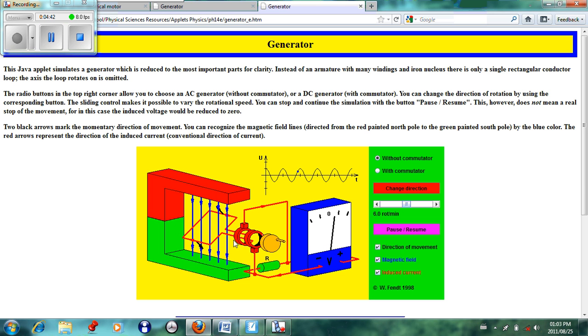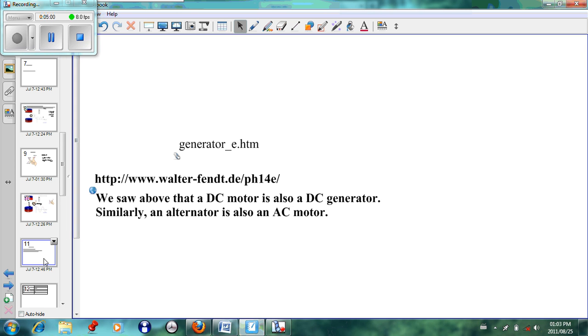If you look at this diagram, we see that we have slip rings, and we are causing the motion. Here is a handle which you are turning, and as you are causing the motion of the wire in the magnetic field, an EMF is induced in the coil. So that is very important.